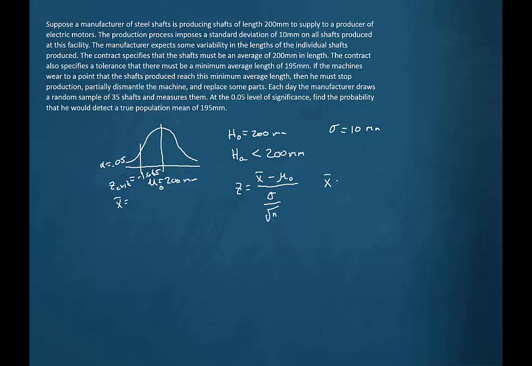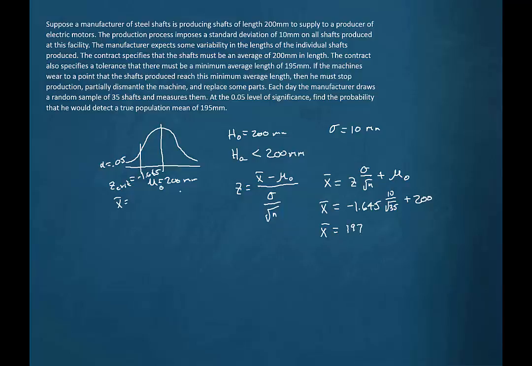And doing a little algebra on that, we would find that that sample mean would be found by multiplying z by the standard error, and then adding to that the hypothesized mean. So if we do that, we're going to wind up with minus 1.645 times 10 divided by the square root of 35, and then add to that 200. And that value will turn out to be 197.